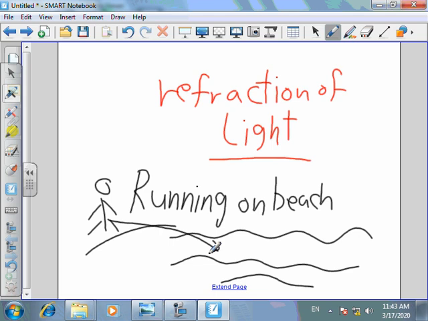If you wanted to move in a direct direction, in a straight line, you would never be able to, because the water is going to change your direction. The same idea happens with light. When the light wants to cross from air to water, from one transparent medium to another, its direction is going to change.